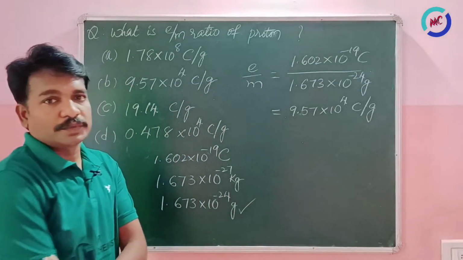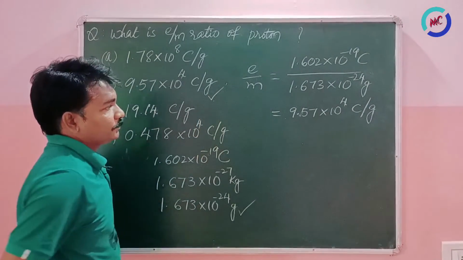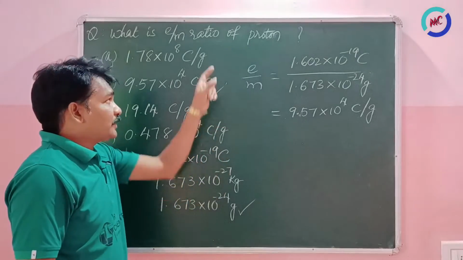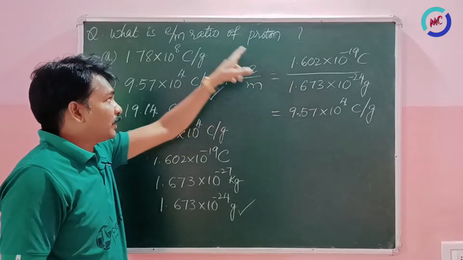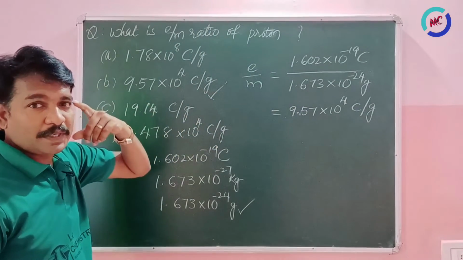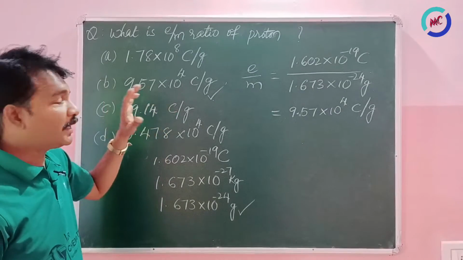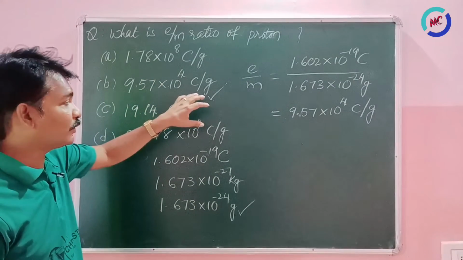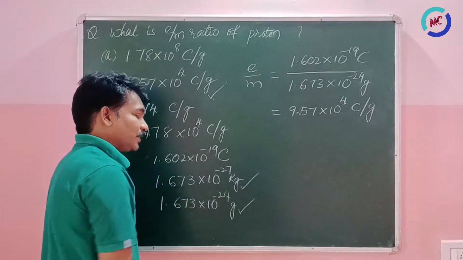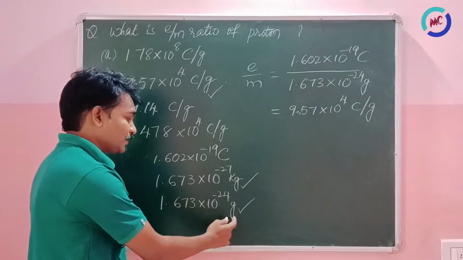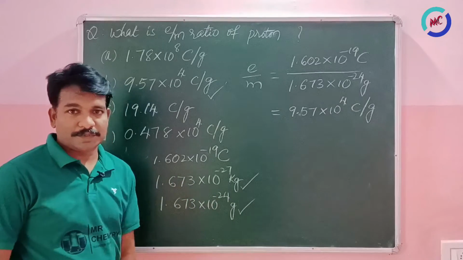9.57 into 10 to the power of 4 coulombs per gram, and the answer is B here. Depending on the options given to us, we have to take the value of mass. In the previous case, for the electron, we calculated in terms of kilograms, because in the given options the answer is in kilograms. Now the answer is in grams. See here, if it is in kilograms, we have to substitute this value. If it is in grams, we have to substitute 1.673 into 10 to the power of minus 24 grams.